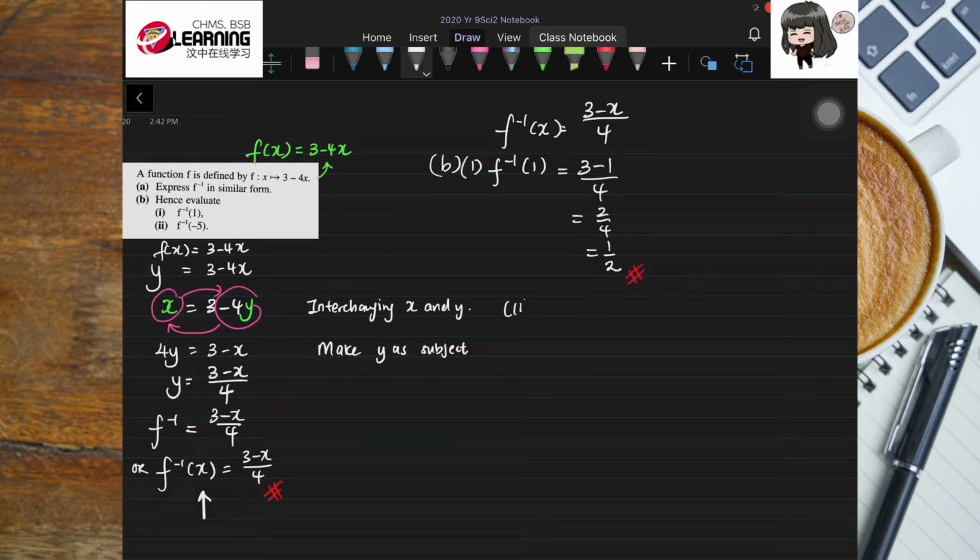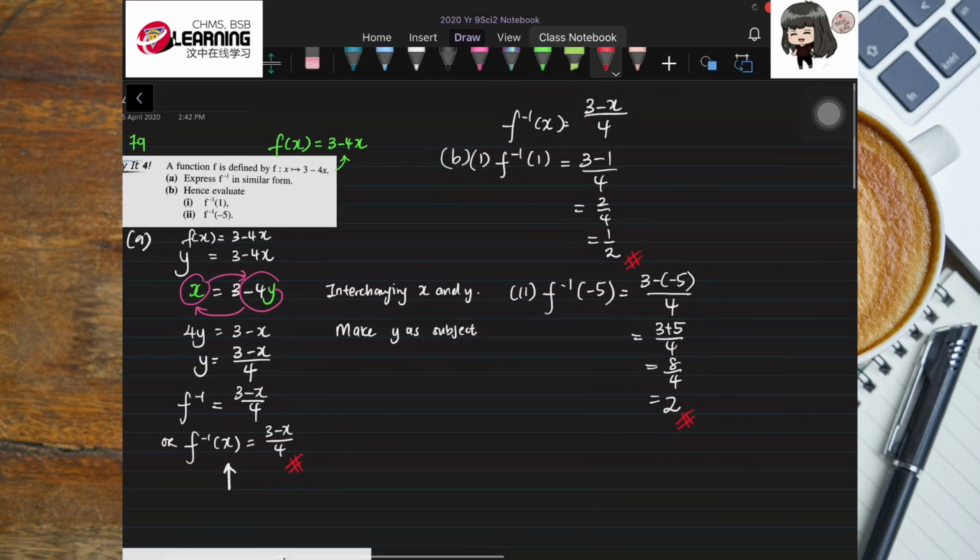For part 2, how about f inverse of negative 5? Same thing, since you already found the expression 3 minus x over 4, you can sub in x as negative 5 over 4. So it's 3 plus 5 over 4, which is 8 over 4 and equals 2. Right? Okay.